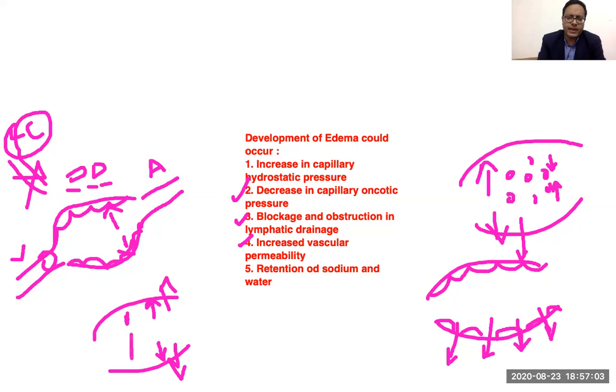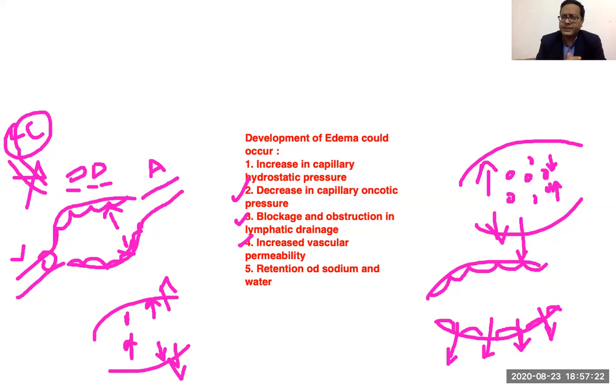So the force is working inside. They work in opposition to the hydrostatic force. The hydrostatic force wants to push the water outside of the blood vessel, but this plasma colloidal oncotic pressure wants to keep the water inside. And normally they are in balance.